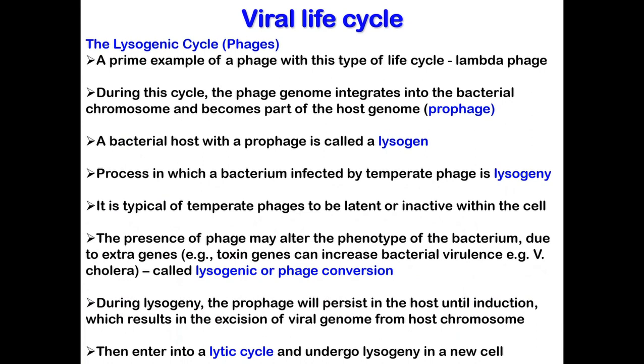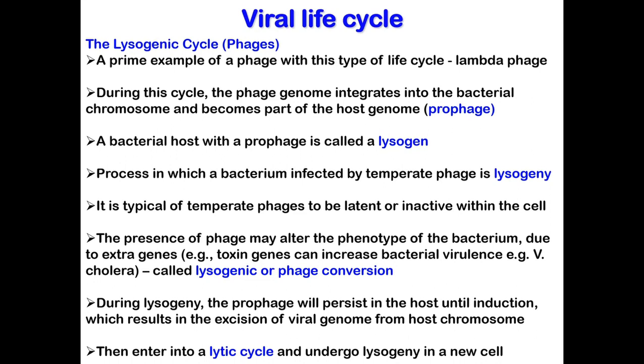As we said previously, temperate phages are able to undergo lysogeny. A prime example of a phage with this type of life cycle is lambda phage. During this lysogenic cycle, the phage genome integrates into the bacterial chromosome and becomes part of the host genome. The integrated phage genome is called a prophage, and therefore a bacterial host with a prophage is called a lysogen.